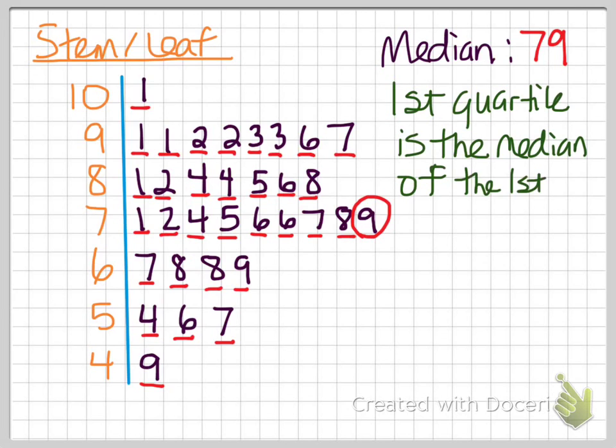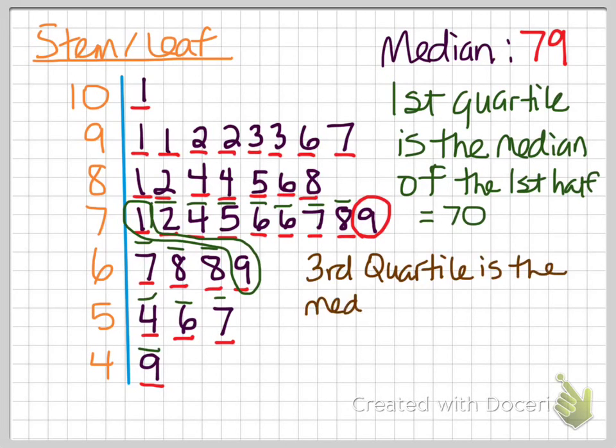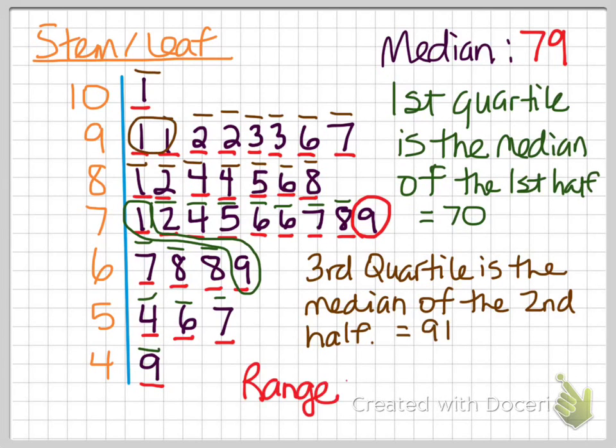The first quartile is the median of the first half of numbers. In this instance, it fell between 71 and 69, which is the middle number of 70. The third quartile is the median of the second half. When I did that, I got 91 and 91, which is, of course, 91. So remember, the median was 79, the first quartile was 70, the third quartile was 91, and my range went from 49 through 101.